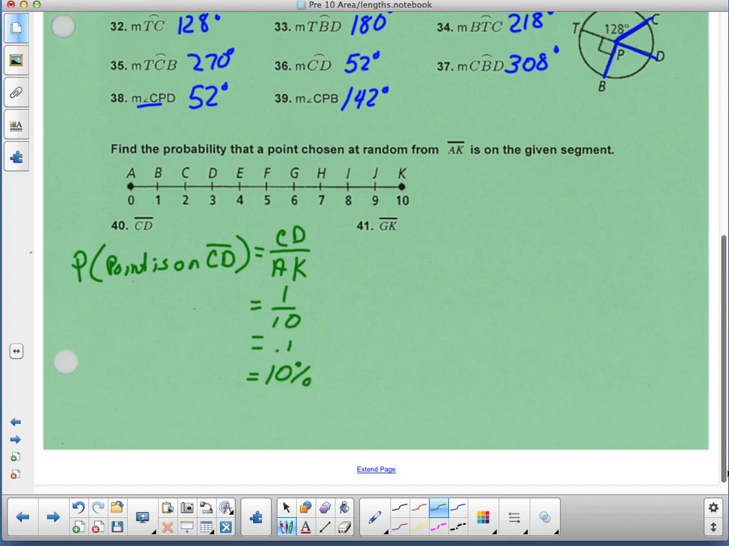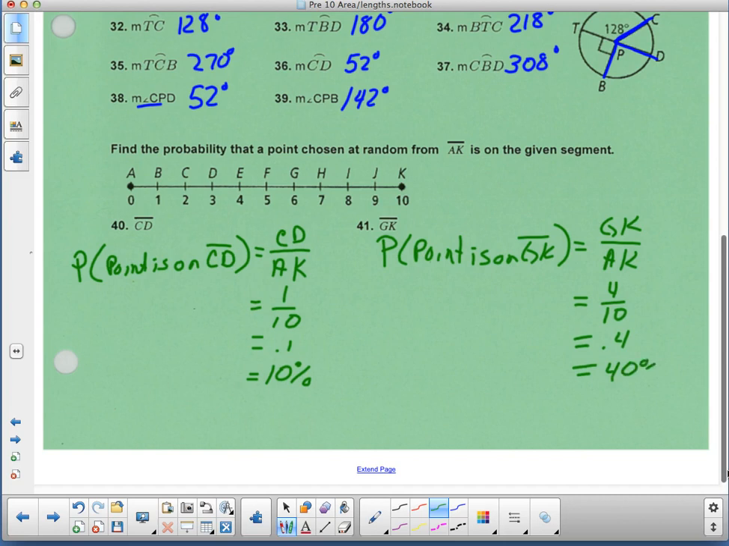And GK. The probability my random point is on GK is equal to GK over AK. And that is going to be, if I've got GK, K is 10, G is 6, 10 minus 6 is 4. And then I'm looking at the whole length, which is 10, so I got 0.4 or 40%.